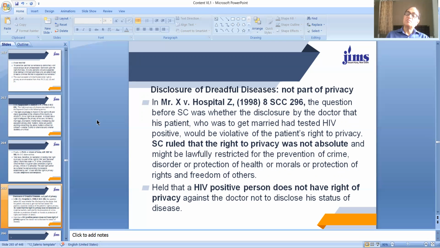If the patient has a right to privacy, that his disease should not be disclosed to his prospective wife, then the prospective wife also has a right to know the ailment with which I am suffering because she is going to marry me. So it was held in this case that an HIV positive person does not have a right to privacy against the doctor not to disclose his status of the disease. So the doctor is bound to disclose to the girl that, well, the boy whom you are going to marry is admitted in our hospital and he is found HIV positive. The patient does not have a right to privacy in such cases because here the right of other persons is also involved.